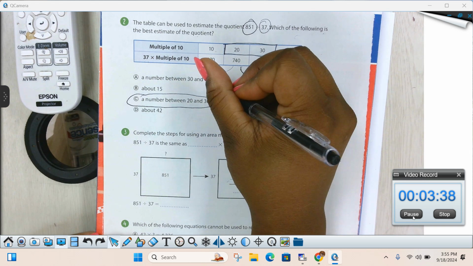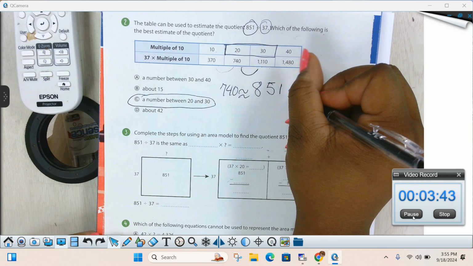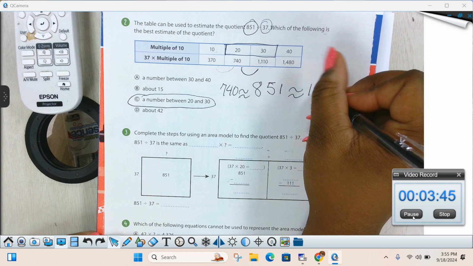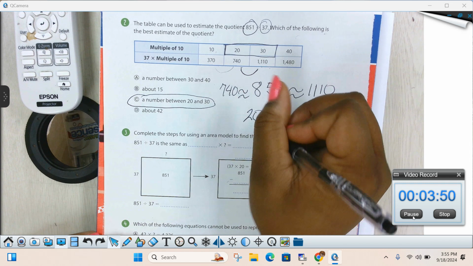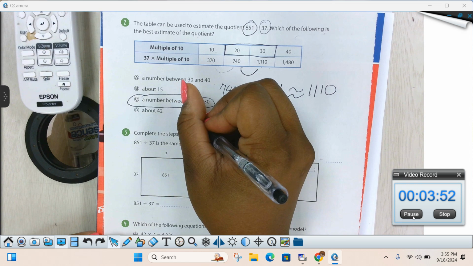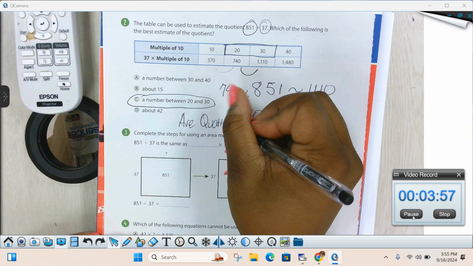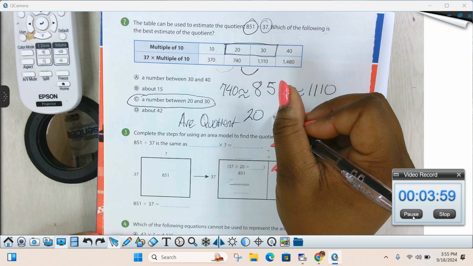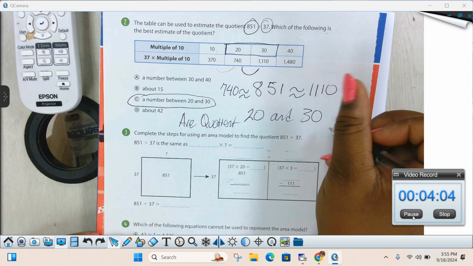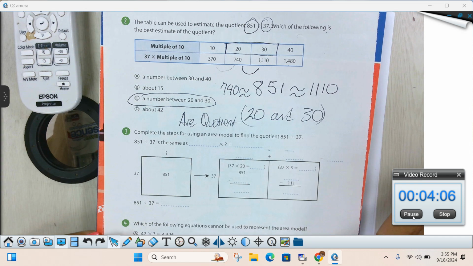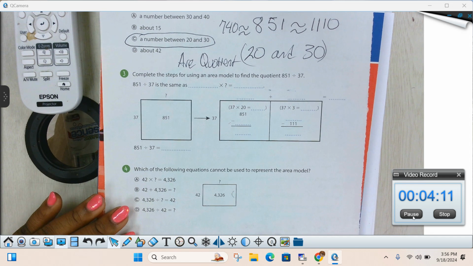So that means our answer is between 740 and 1,110. So that means our quotient has to be between 20 and 30. Good job. Let's go ahead and scroll up to number 3.